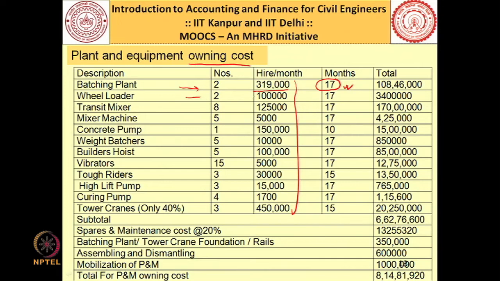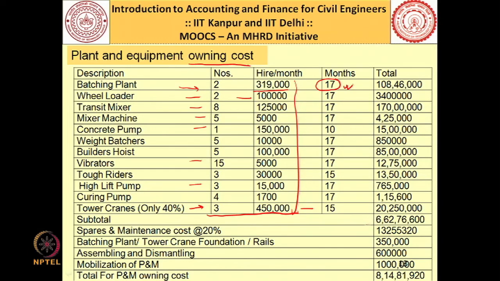Likewise, for wheel loader, 2 numbers, hire charges, transit mixer, mixer machine, concrete pump, builder's hoist, high lift pump, tower cranes, only 40% of the cost I am booking in concreting operation. Remaining 60%, it could be either in formwork or it could be in reinforcement. If you put all the cost of tower crane here, your cost of concreting is looking very odd. So, it is better to put it this way.